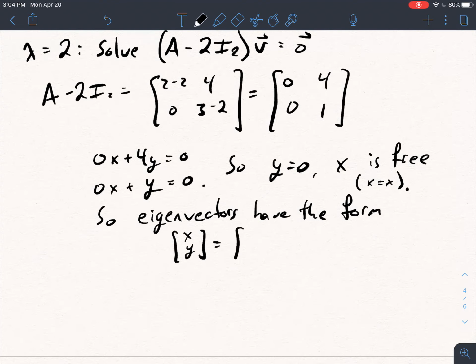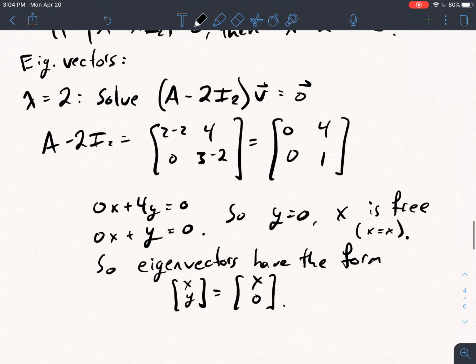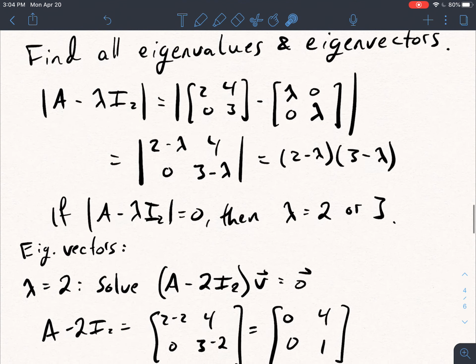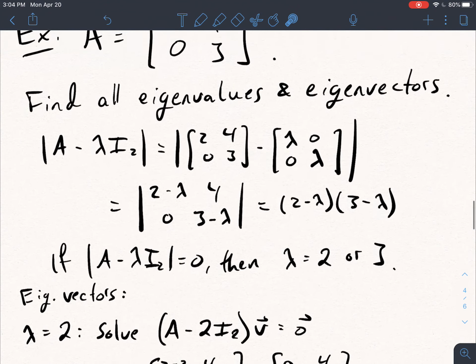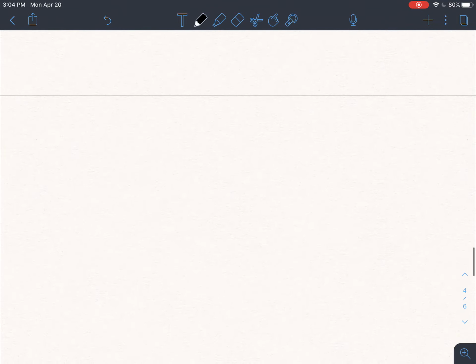So eigenvectors have the form (x, y) is equal to (x, 0), so the y coordinate is 0. And this is going to be all of our eigenvectors for this eigenvalue of 2. Okay. Good. So let's do lambda equals 3 next.